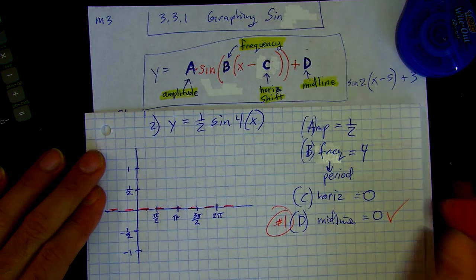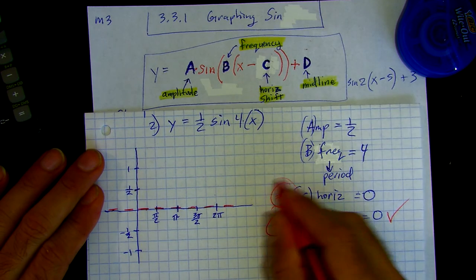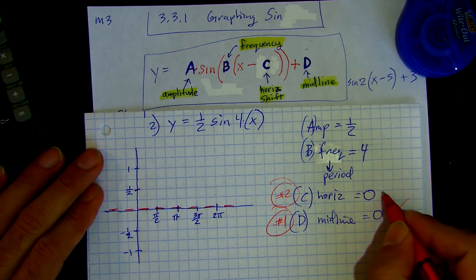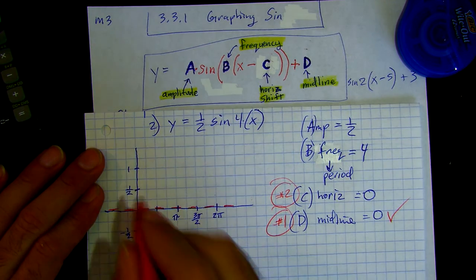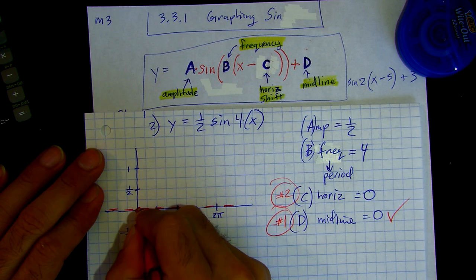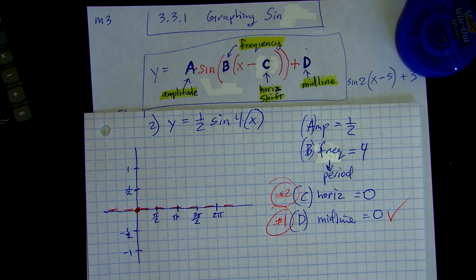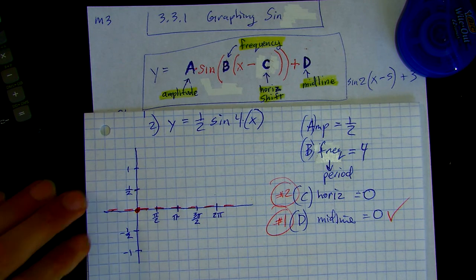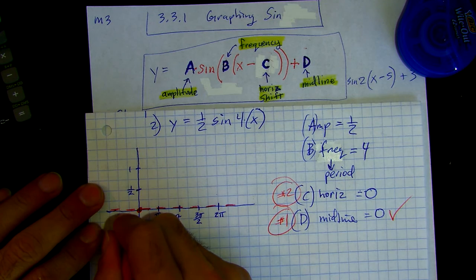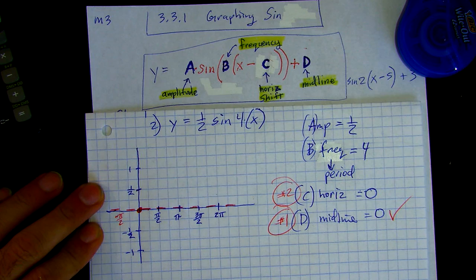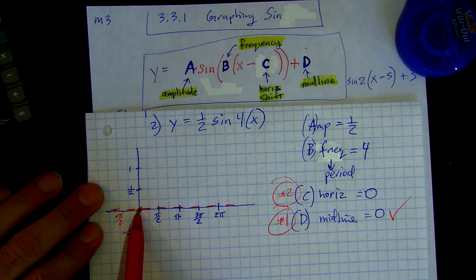Done. All right, number 2. Horizontal shift is 0. That means it starts right on the y-axis. It's not moved left or right. We didn't have to move it to the -pi or -2 pi this time. So no shift, then it starts right there on the y-axis.